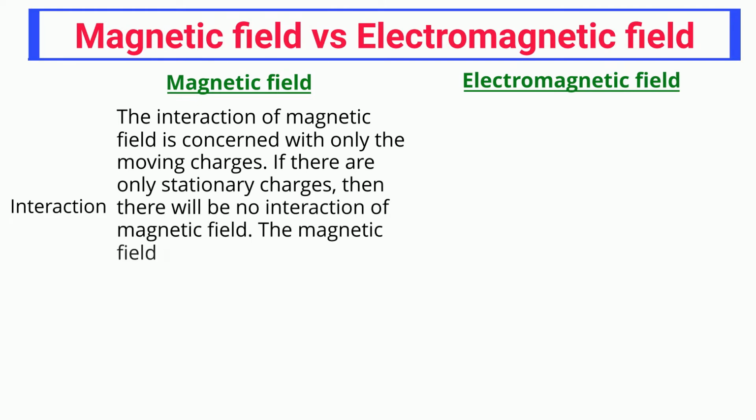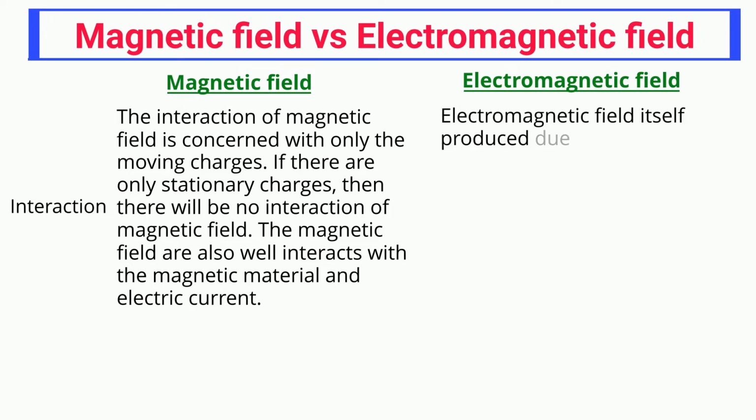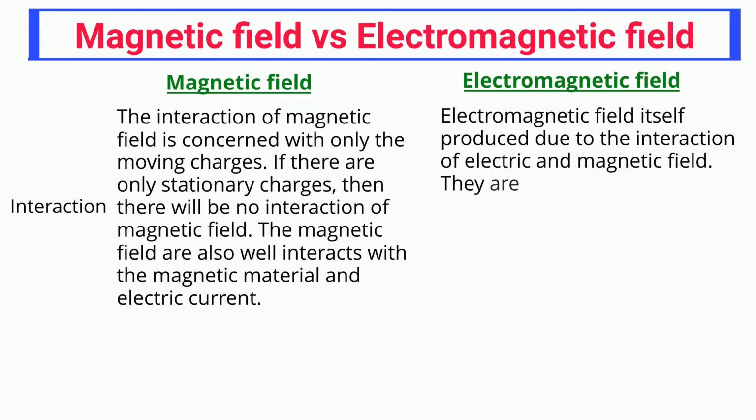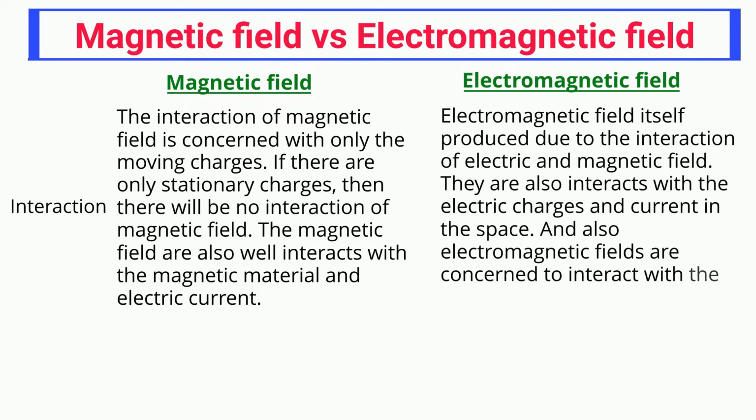If there are only stationary charges, then there will be no interaction of magnetic field. The magnetic field also interacts with magnetic material and electric current. The electromagnetic field itself is produced due to the interaction of electric and magnetic fields. They also interact with the electric charges and current in space. Electromagnetic fields also interact with magnetic material, but the effect is quite weak.